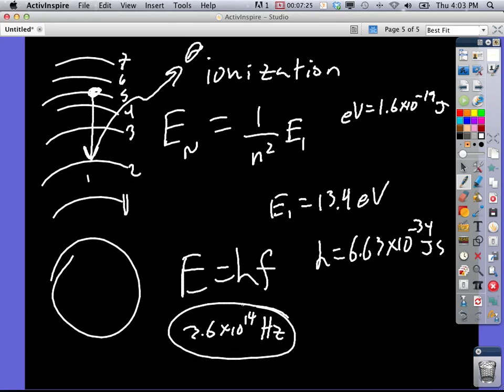And then, so we said this. Now, find the wavelength of that energy. What is the wavelength of that energy?